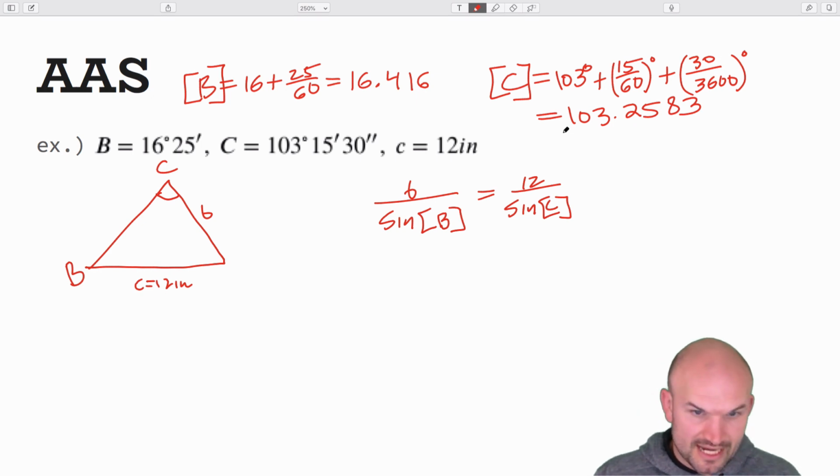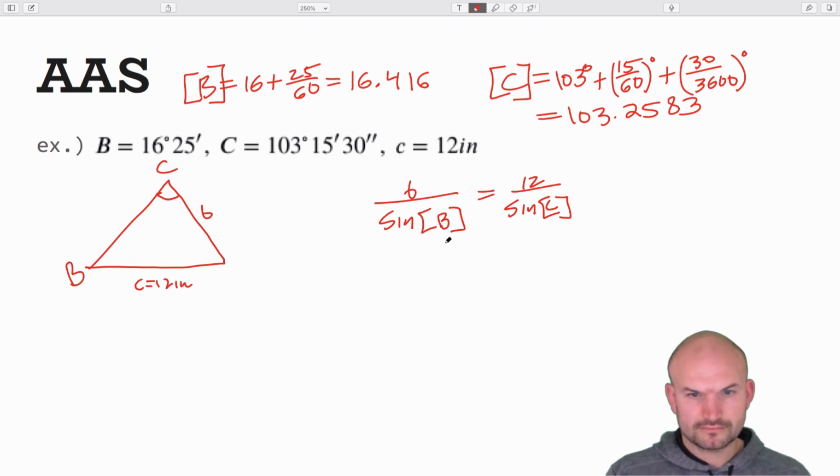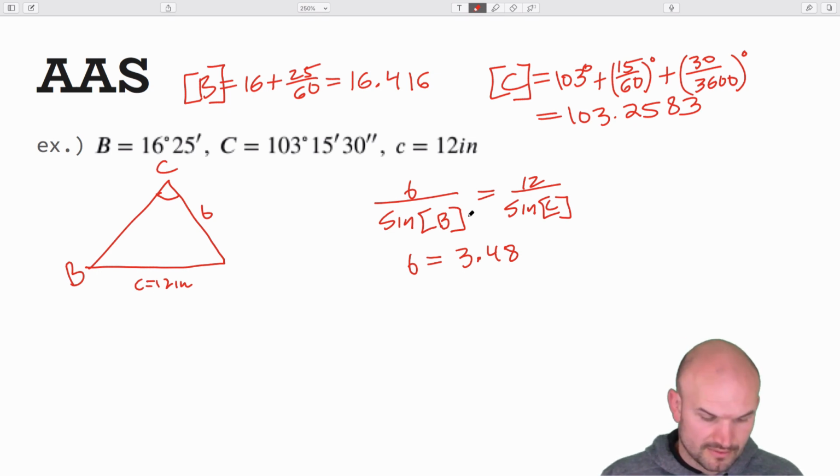So in this case, I'll just do 12 times the sine of alpha B, and then I'll divide that by the sine of alpha C. So alpha B, yep, alpha C. Okay, so in this case, I get B is equal to 3.48. Sine alpha B. Yeah, okay. All right, so that's going to be 3.484.